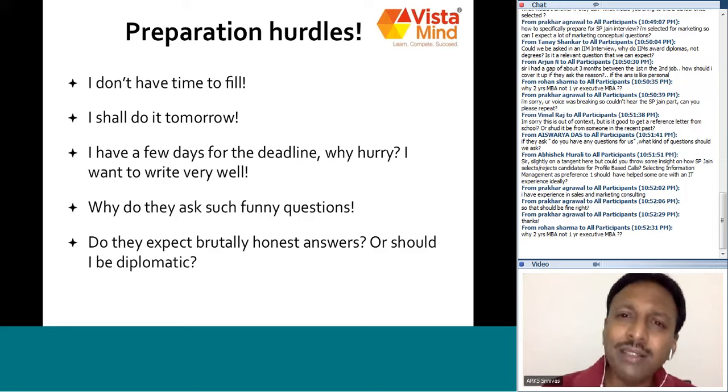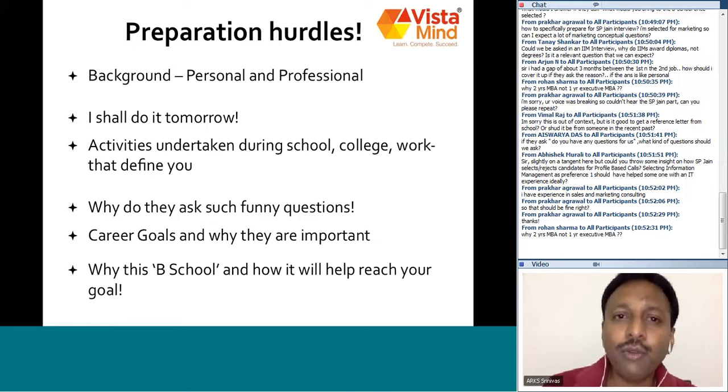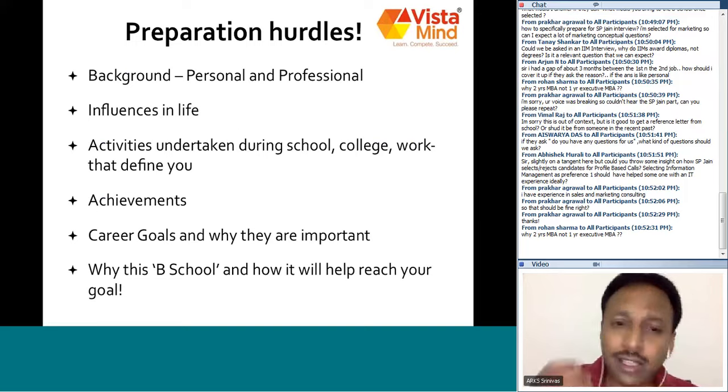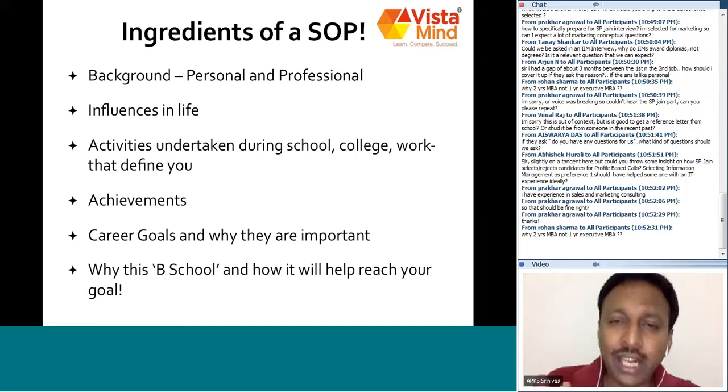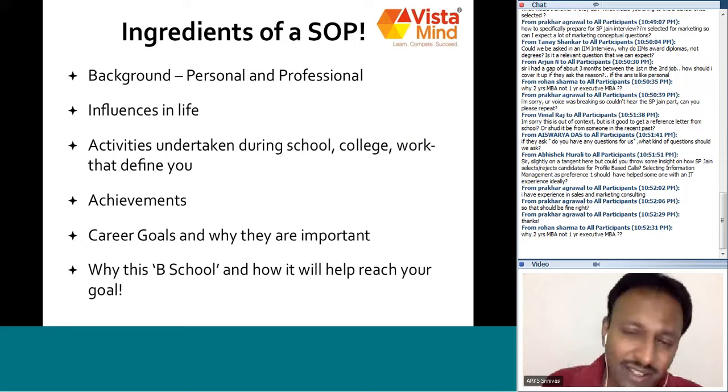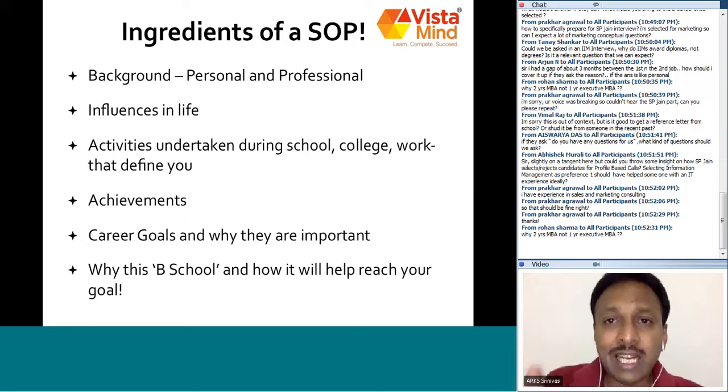My answer to it is, look, whatever the preparation hurdles may be, forget about that. Start writing the SOP very, very clearly. Let's look at the ingredients of a SOP. These are the 6 points typically that a statement of purpose should have.